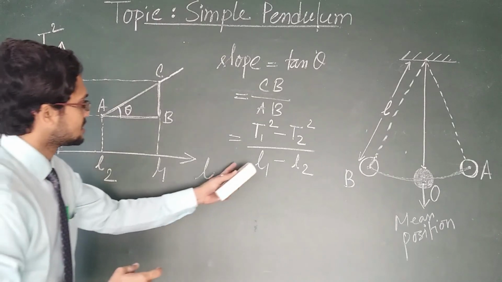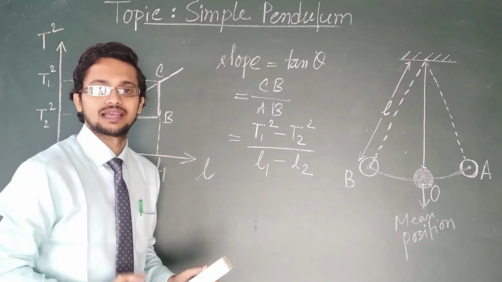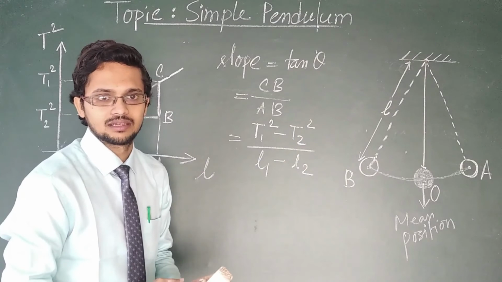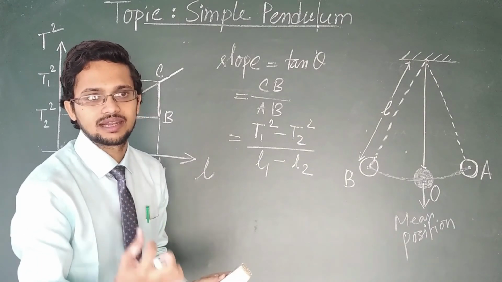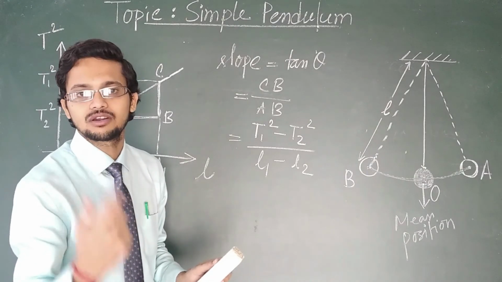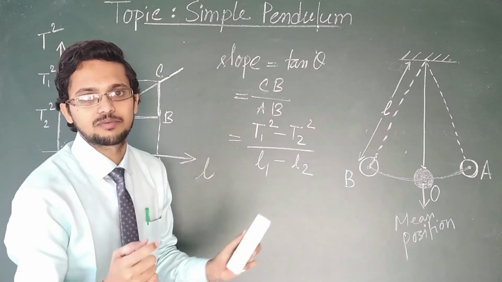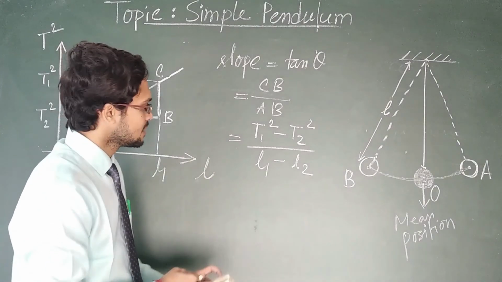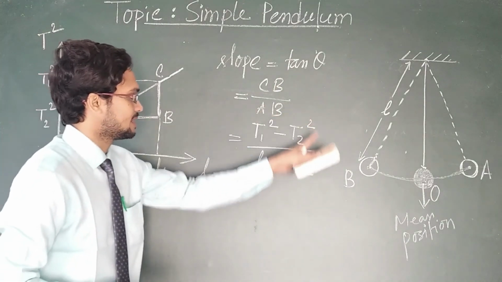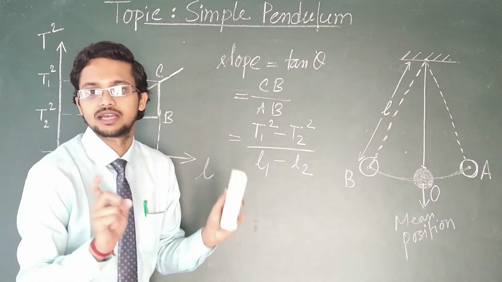So what does this slope basically signify? That is the thing we want to calculate. Why do we do this experiment? To calculate any unknown thing, a physical quantity which we cannot measure easily. For that reason we take the help of an experiment. Using this experiment, what we want to find is this slope, and this slope is equal to 4 pi square by g.